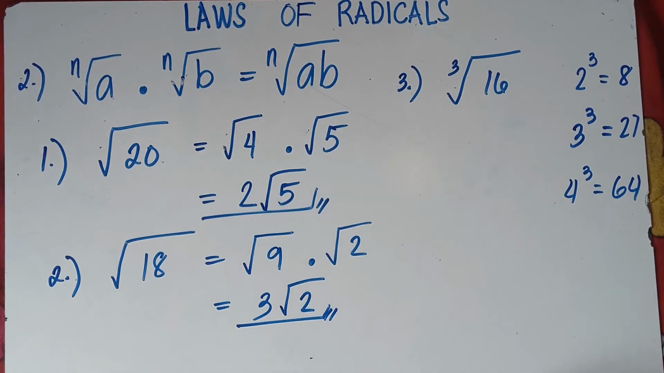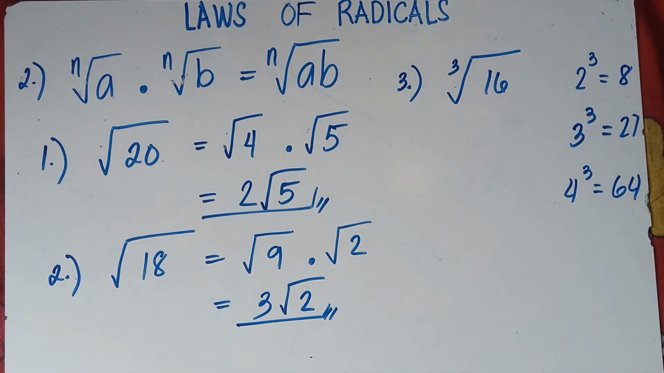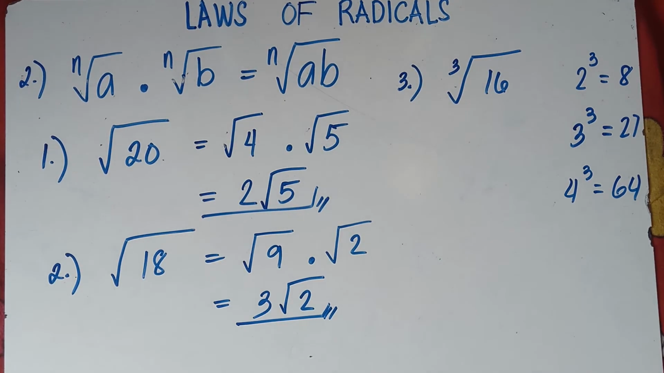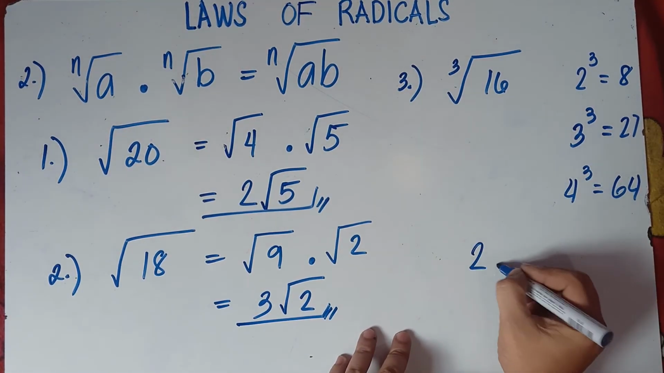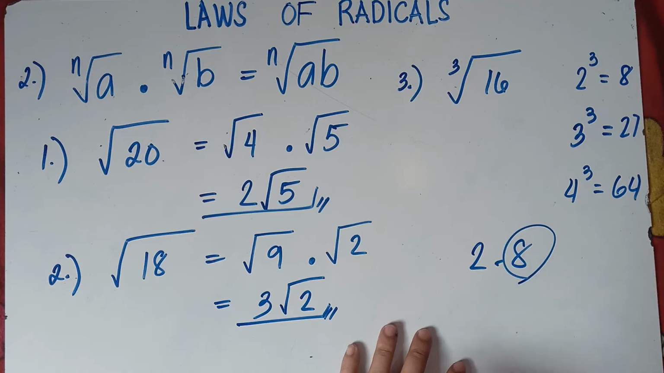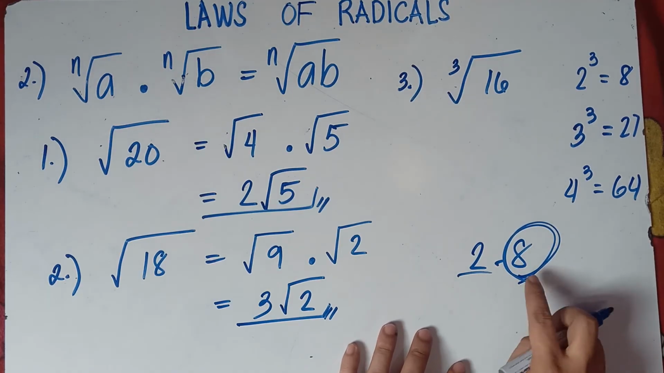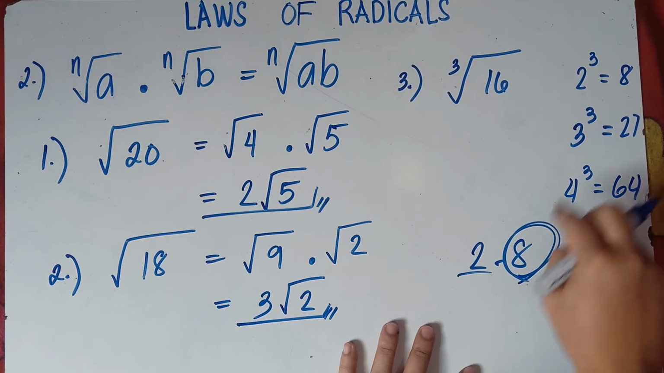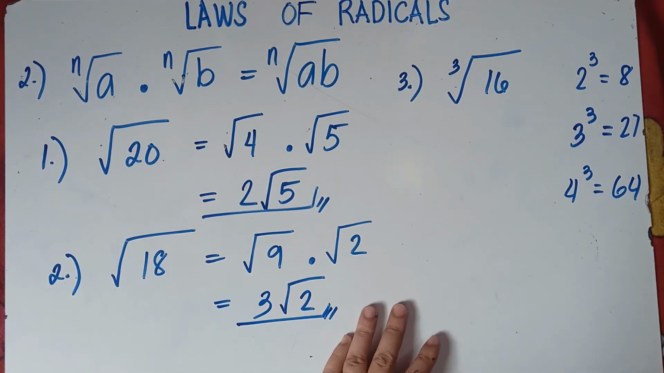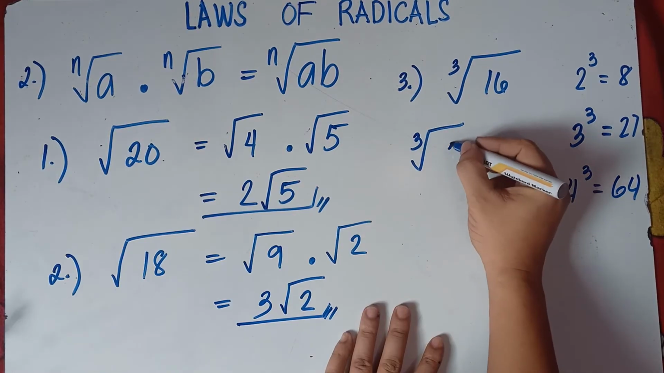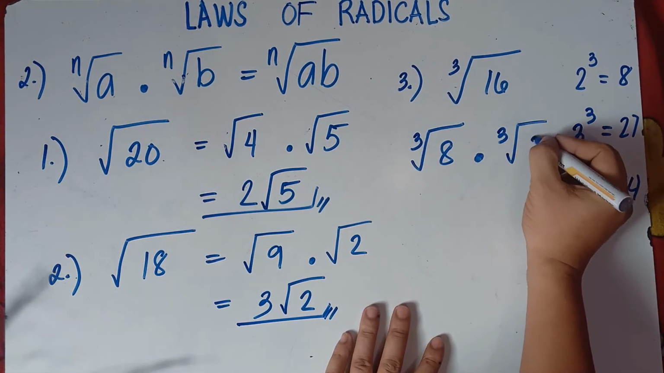So the thing that you will do, class, in this example, is find two numbers where one number is a perfect cube, and when you multiply the two numbers, you will get 16. Do we have factors of 16 where one number is a perfect cube and the other is not? Yup, we have, because we can simplify 16 as 2 times 8, right? One number is a perfect cube, the other is not. Is 8 a perfect cube? Yup, 8 is a perfect cube because 2 times 2 times 2 is 8. So therefore, we can simplify this as the cube root of 8 times the cube root of 2.